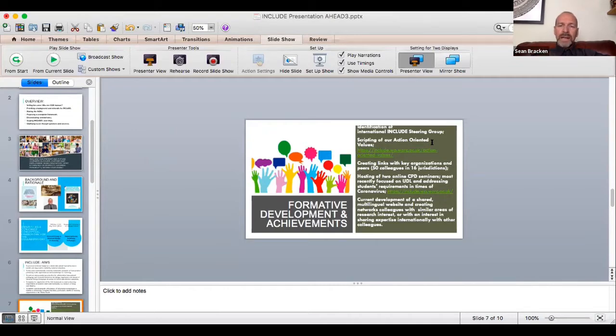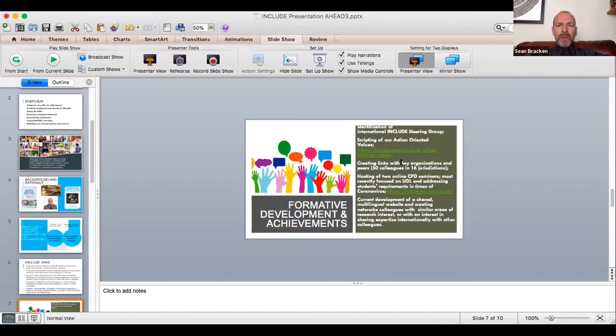And what we've managed to do thus far is work with colleagues in Canada, in particular David Stinton and Patrick Clark here in the UK at the University of Worcester as well, in scripting our action-oriented values. And I believe that Christine from AHEAD is going to make that link available to colleagues. They're very, very rich action-based values, and I would encourage people who are interested in perhaps setting up any kind of a network to perhaps peruse those values. I think you'll find them of interest and of benefit to you.